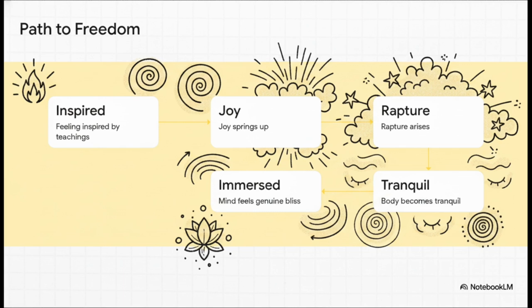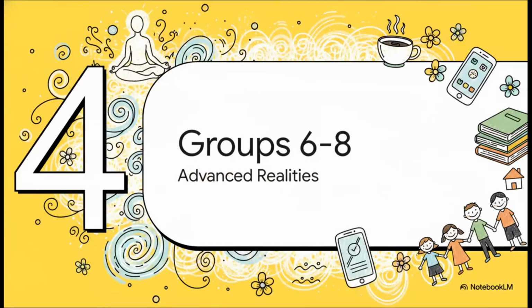Then that joy deepens and intensifies into step 3, which is rapture. As the mind fills with this rapture, step 4 happens. Your physical body actually becomes tranquil. And finally, with the tranquil body, you feel genuine bliss, which leads us to step 5. The mind becomes fully immersed. It's literally a biological and psychological cascade going from a single spark of inspiration all the way to deep mental immersion.